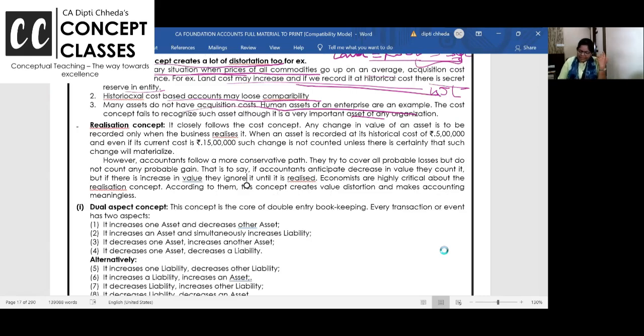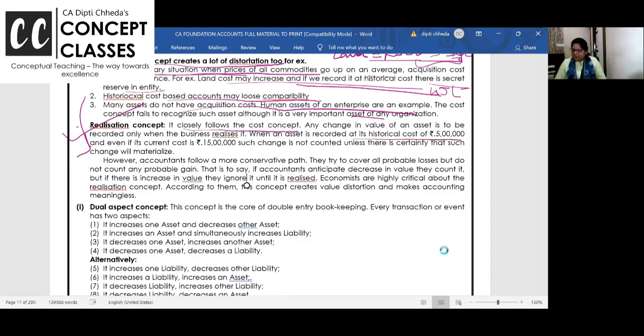Okay. Next is realization concept. It closely follows the cost concept. Just like accrual and matching go together, cost and realization go together. Any change in the value of an asset is to be recorded only when the business realizes it.